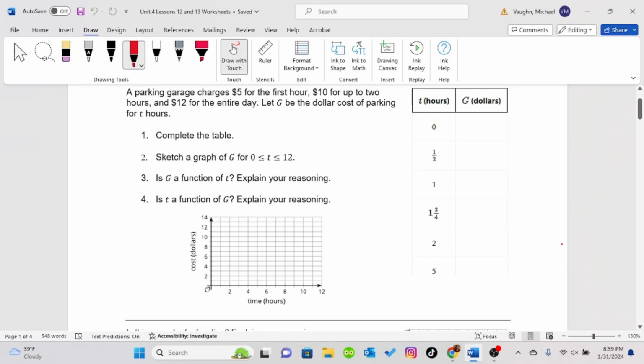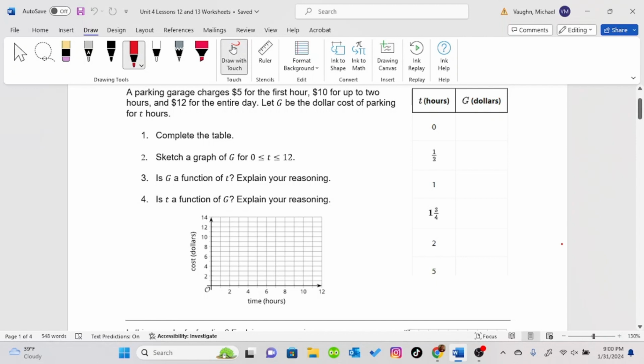A parking garage charges $5 for the first hour, $10 for up to 2 hours, and $12 for the entire day. Let G be the dollar cost of parking for T hours. Number 1, complete the table.